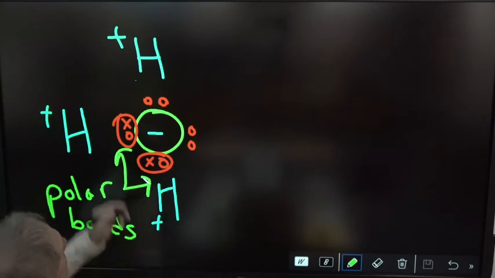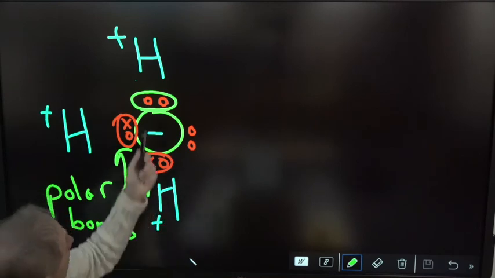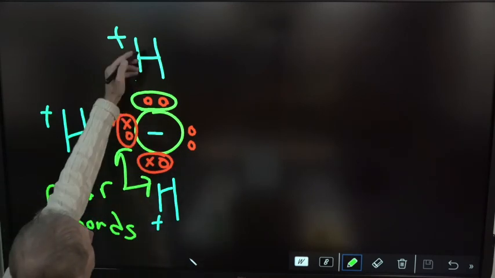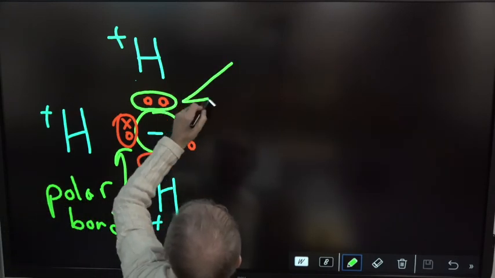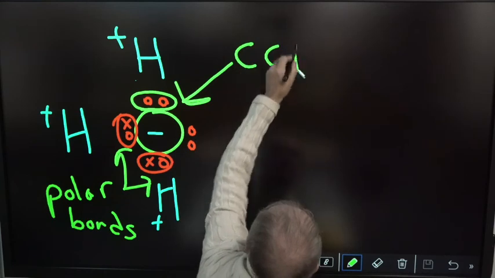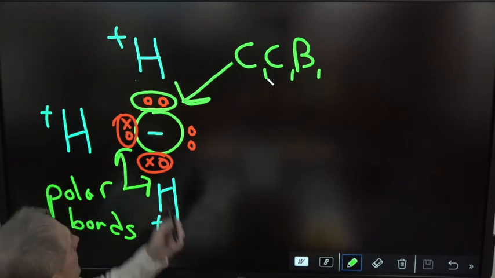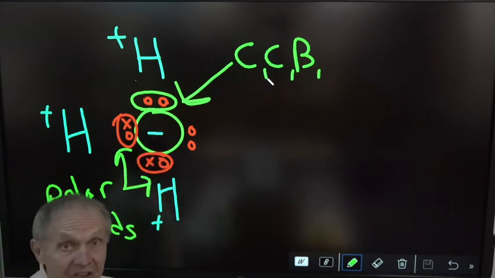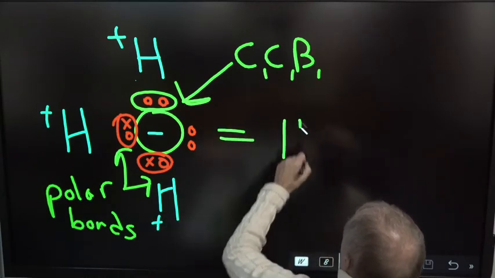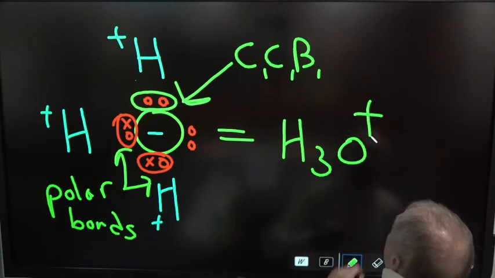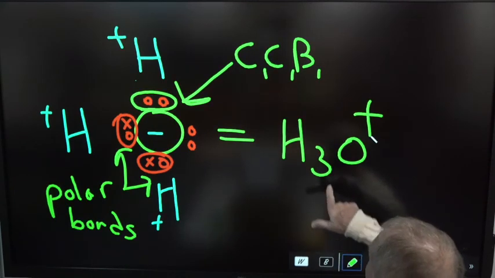But look at this one. This has OO, which means both electrons are from the oxygen. This hydrogen sits on top of that unused pair of electrons. So this, right there, is your coordinate covalent bond. And it makes this stuff, which is H3O plus. And H3O plus is called hydronium, but I don't care about that. That's a polyatomic ion.